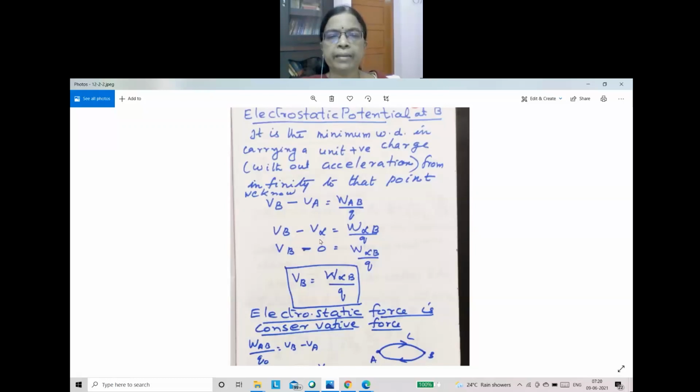So at infinity, in order to define electrostatic potential at B, we have to bring the unit positive charge from where to where? To define potential at B, not the potential difference, where to where do we have to bring the charge, children?